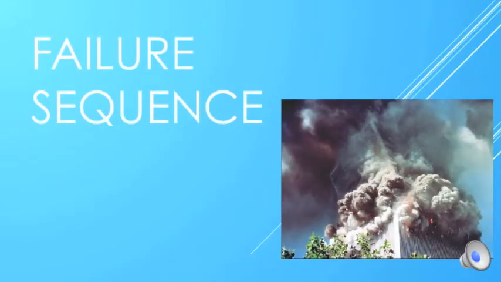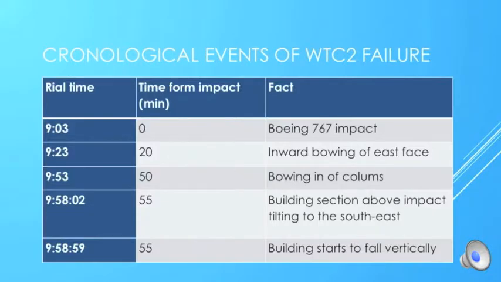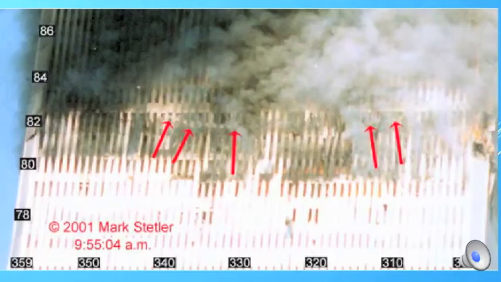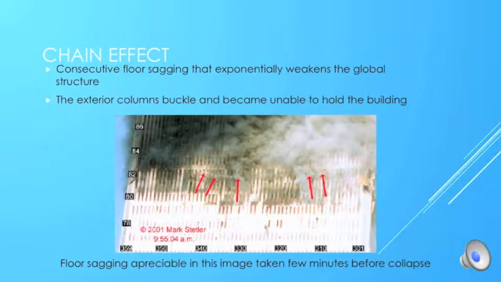The failure sequence is explained here. The second tower took 55 minutes to fall, and the first one took 1 hour and 40 minutes. It is thought that the building collapsed because of the chain effect of the floor sagging. We can see in the image the floor curved sagging. As one floor collapses, the next one has to hold double the weight, which causes it to collapse also.